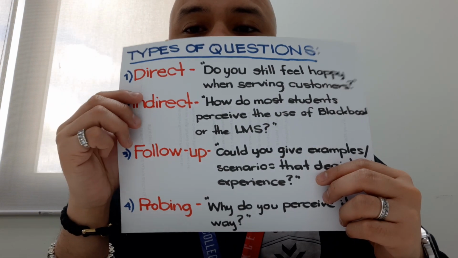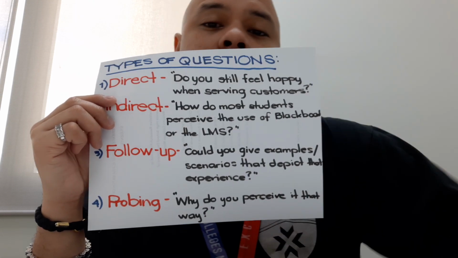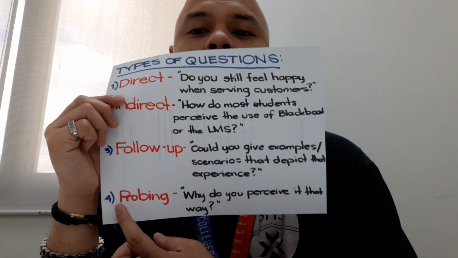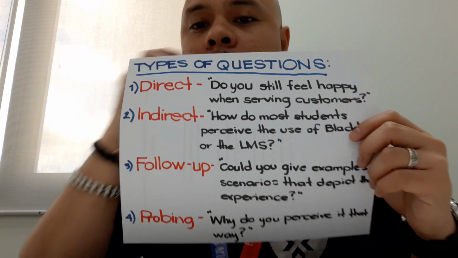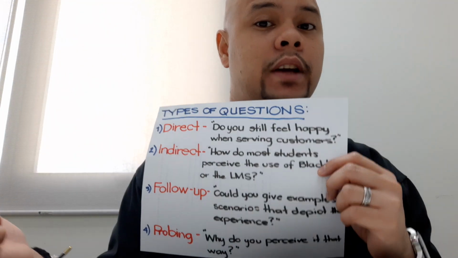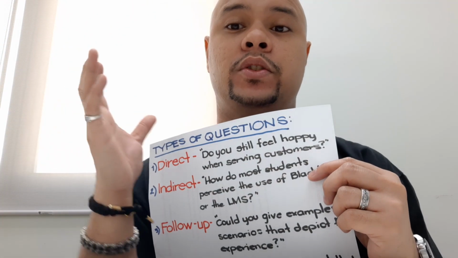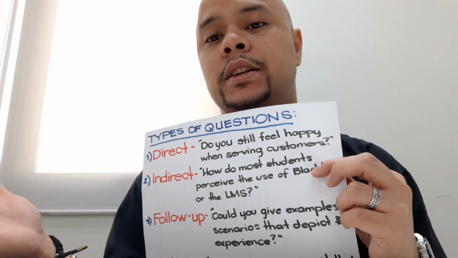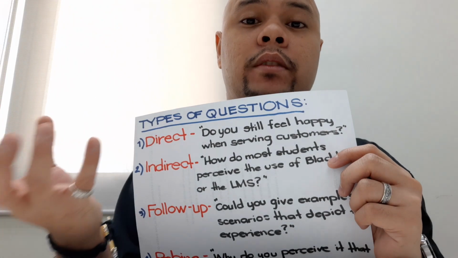Number 4, you have probing. Why do you perceive it that way? These types of questions usually follow the main questions. You don't ask these as main questions. Again, they are probing questions, which means if your participants do not give you a well substantiated answer, you ask these probing questions to extract more details and data from your participants.